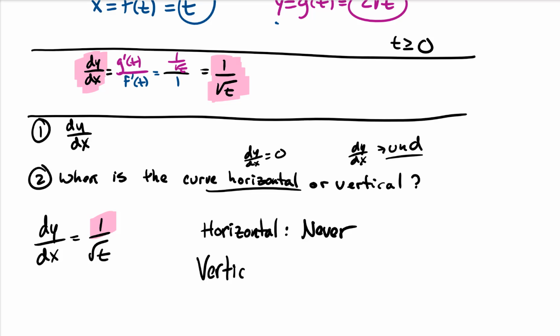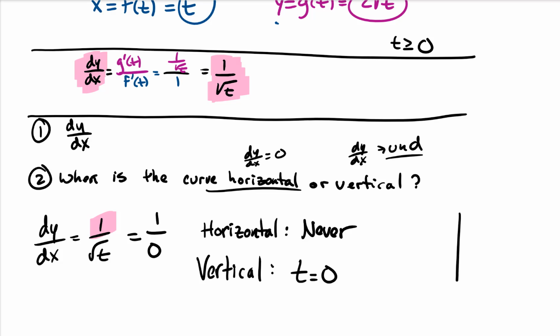What about vertical? Can you see a value? If you plugged in, we might have a 0 down here. Yeah, when t equals 0, we're going to have a vertical line right where it starts. So right when it begins, it has a slope.